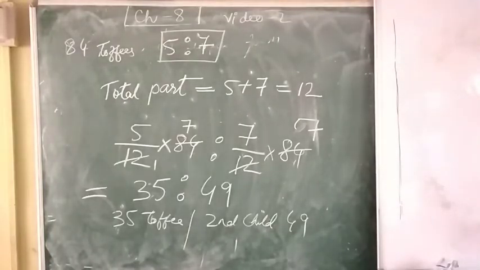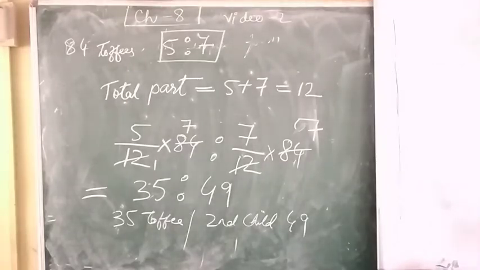The next question is to divide rupees 536 between A, B, C in the ratio of this one. I think I have done such equations. The same thing we have to adopt here. Fine, I'll do it.